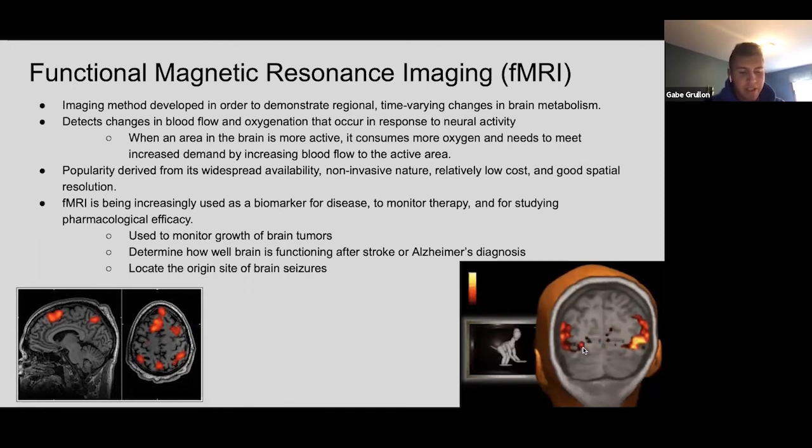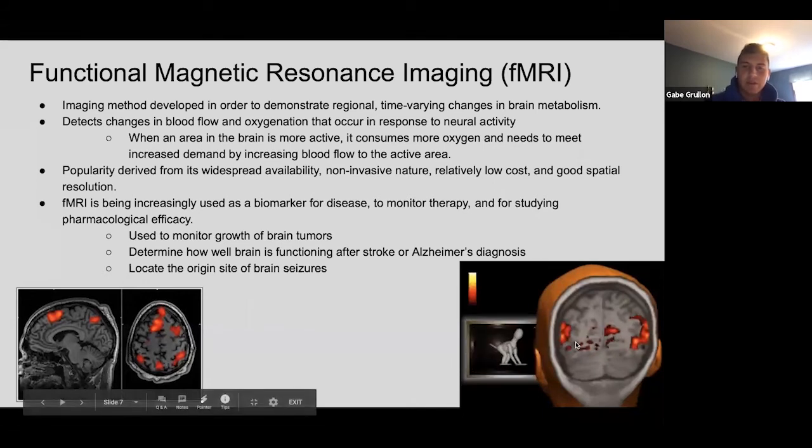fMRI's popularity is derived from its widespread availability, non-invasive nature, relatively low cost, and good spatial resolution. It is being increasingly used as a biomarker for disease, to monitor therapy, as well as to monitor growth of brain tumors and determine how well the brain functions after a stroke or even Alzheimer's diagnoses.